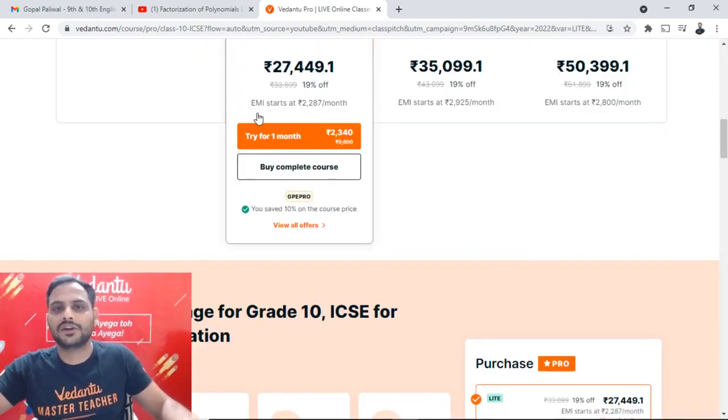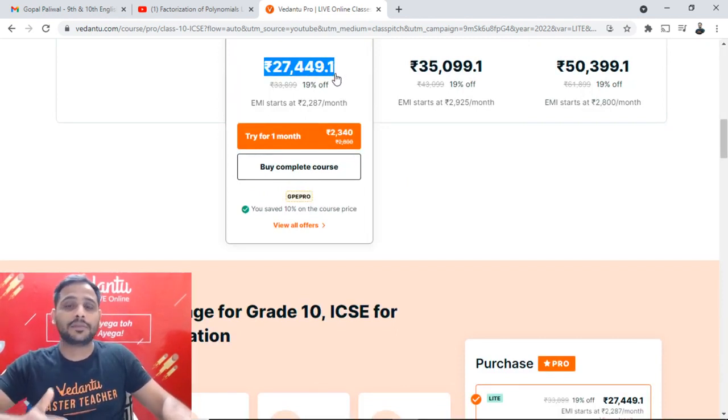Also, there may be some students who may not be able to afford this price altogether.